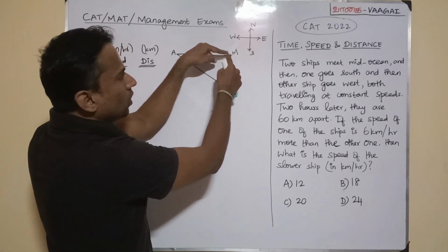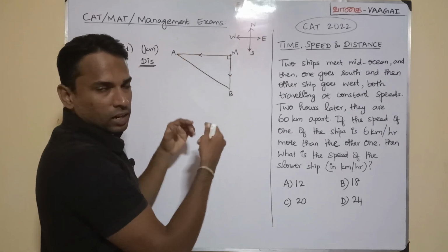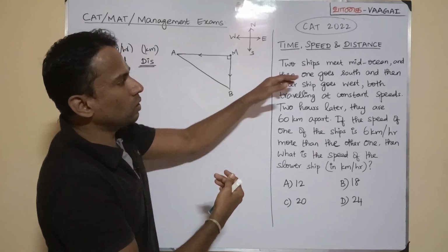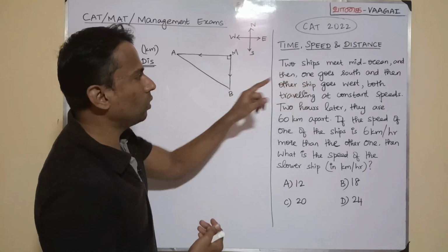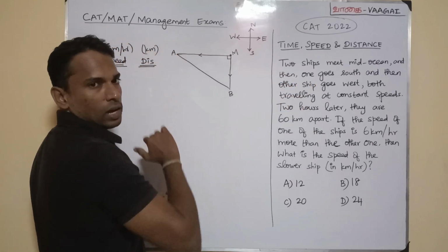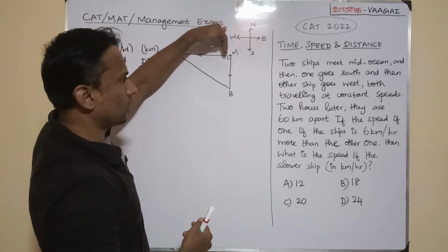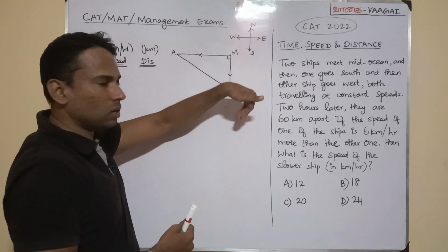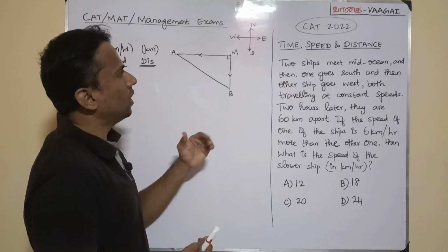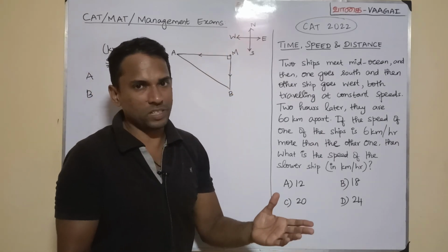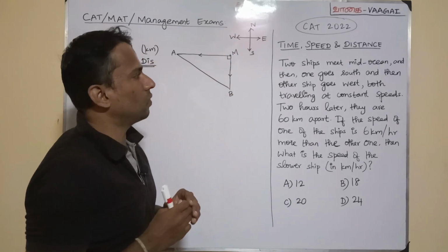From here, the ships are traveling in such a way that one of them is traveling towards the south direction and the other one is traveling towards west. Towards down is going to be the south side and towards left is going to be the west side. That is how by default we mention the directions, so I'm taking the same way.